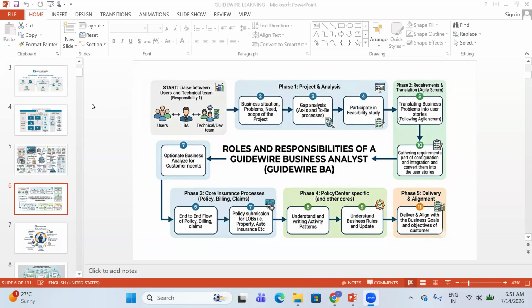So they want someone who has knowledge of Guidewire PolicyCenter. They'll buy only PolicyCenter. They don't need to buy ClaimCenter and BillingCenter. So the Guidewire advantage is that when someone is opting for Guidewire on-premise, they can have any one. They don't need to buy all three.